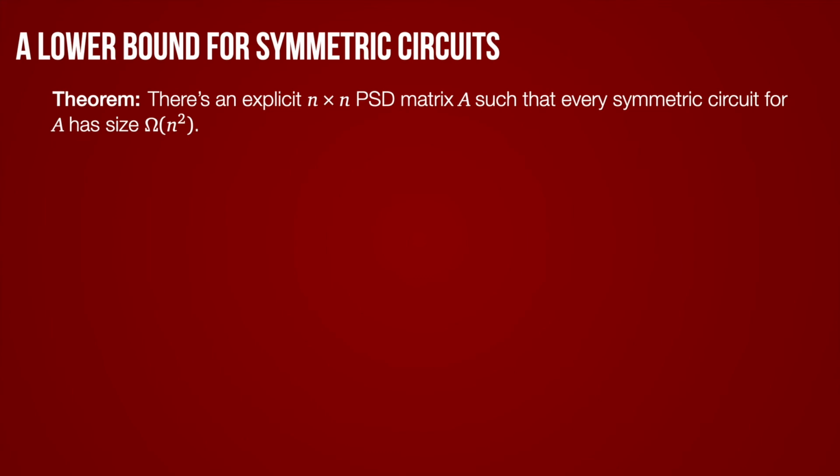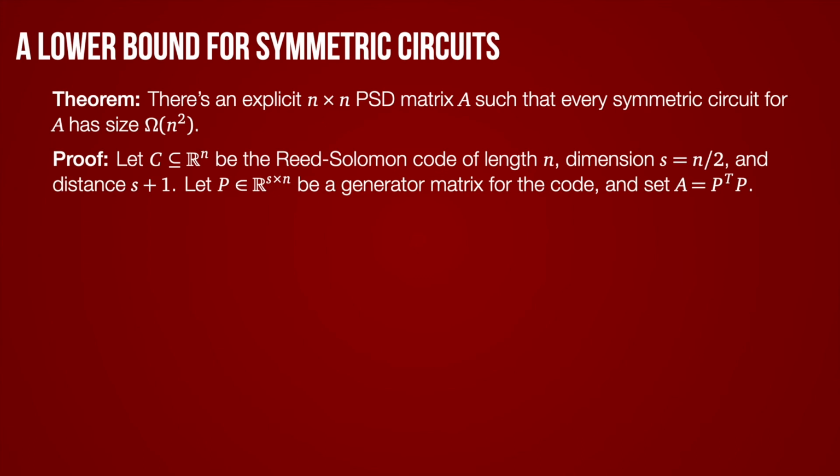And the proof for this theorem is pretty short. I will show it here on this slide. So let C denote the Reed-Solomon code of length n, dimension n over 2, and distance n over 2 plus 1. Reed-Solomon codes are usually defined over finite fields, but there is nothing preventing us from using the same definition over R. If you don't know what the Reed-Solomon code is, it's not that important. The only thing you need to know is that it's a subspace of dimension n over 2, and it has the property that every non-zero vector in the subspace has Hamming weight at least n over 2 plus 1, and also it's explicit in the sense that we can construct a basis for this subspace in polynomial time.